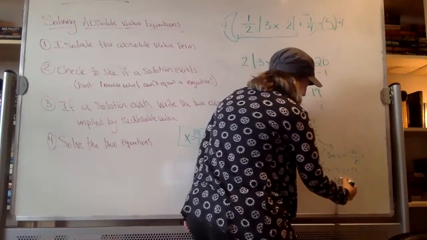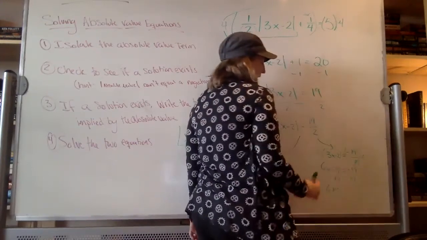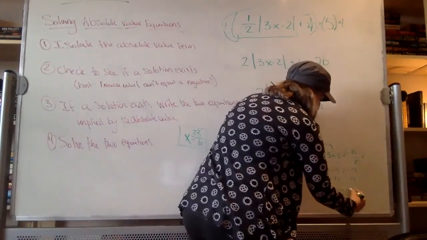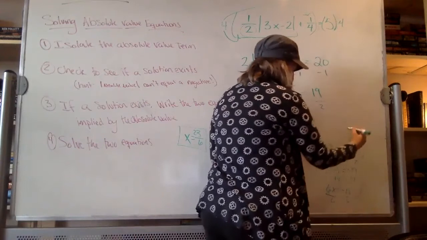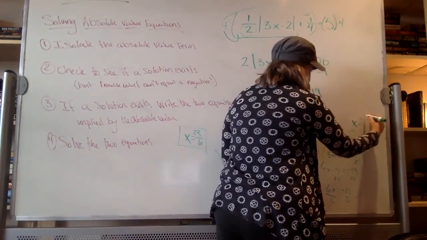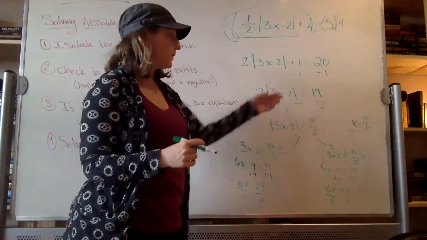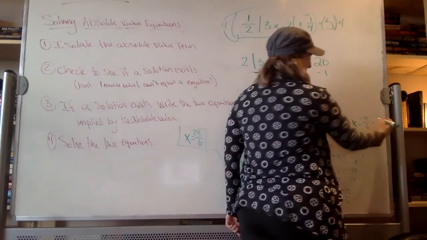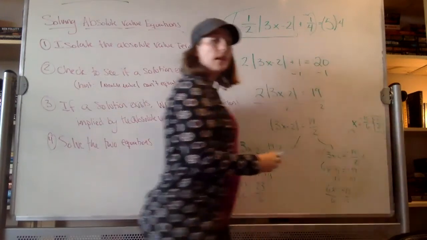Now I'm going to add 4 to both sides. So I get 6x equals negative 19 plus 4, which is negative 15. Dividing both sides by 6 gives me x equals negative 15 sixths. But I'm pretty sure that will reduce. Both 15 and 6 are divisible by 3, so I'm going to divide top and bottom by 3 to get negative 5 halves. So there's our second solution, negative 5 halves.